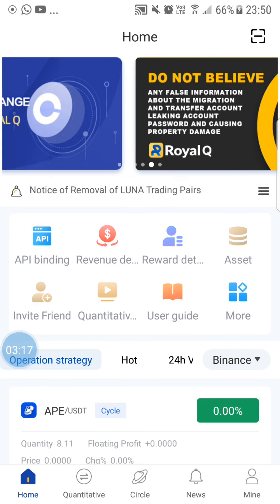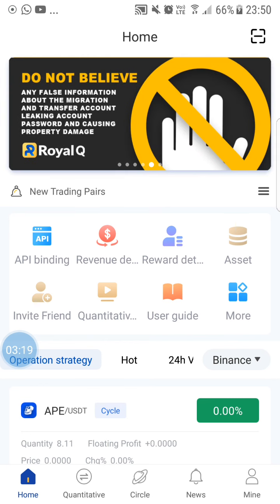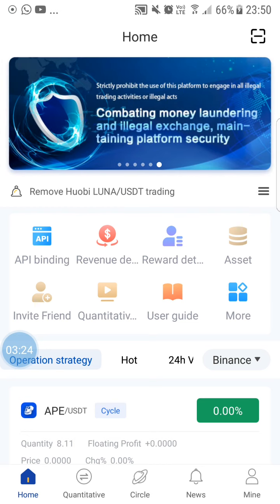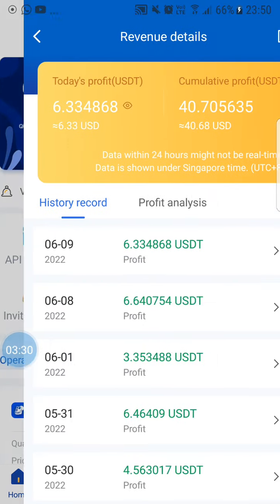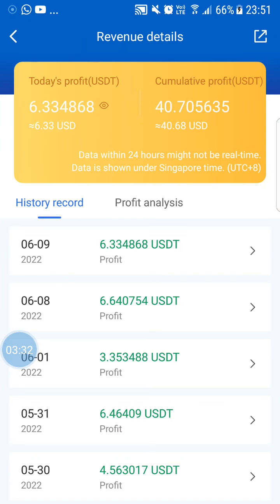I will click on home again. We are on revenue. I'm going to revenue, that is between API binding and the rewards details. That is the red ball with the dollar icon on it. I click on it. There we see revenue details.